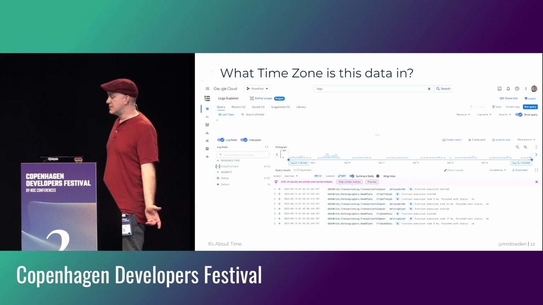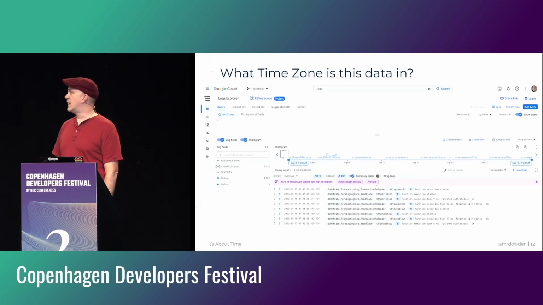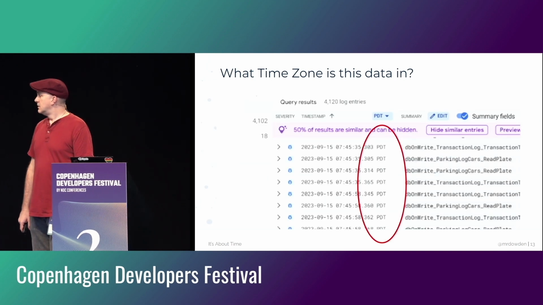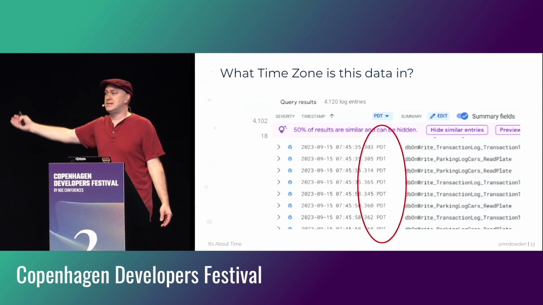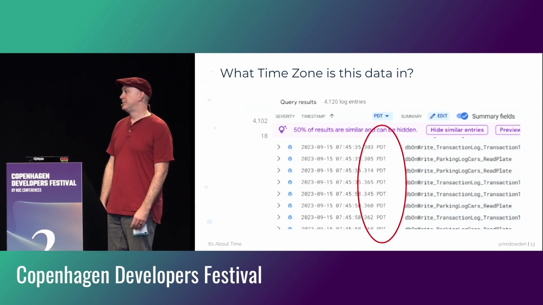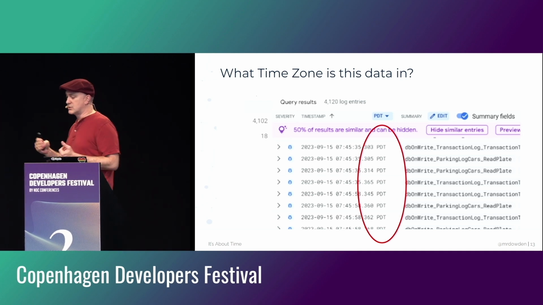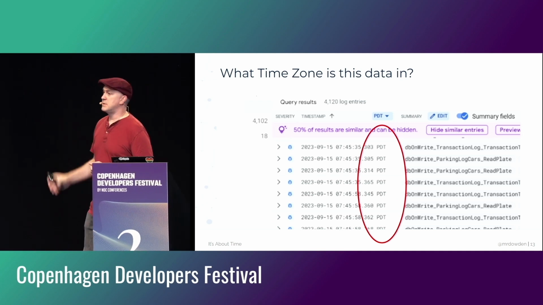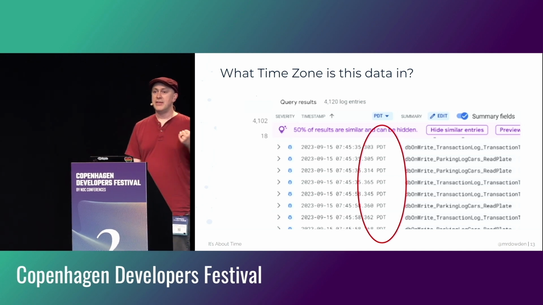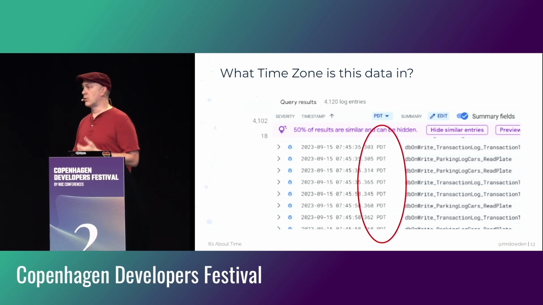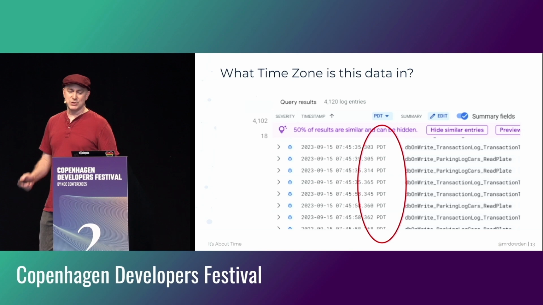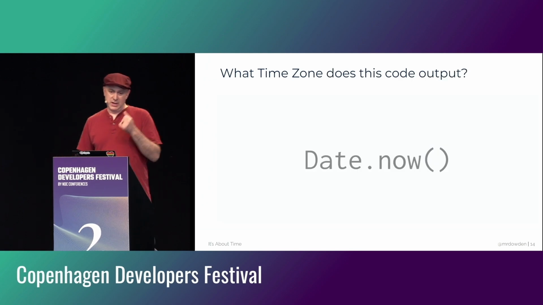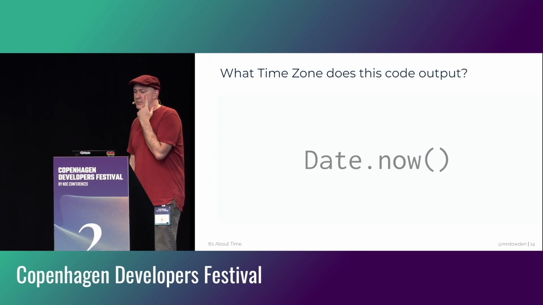What time zone is this data in? This is a Google Cloud screenshot. PDT, Pacific Daylight Time. This one is good because it's telling me right off the bat what time zone the data is being presented in. No ambiguity. This is the type of thing that I'm looking for, especially in a logging application when I'm working through times. So let's get into JavaScript for a minute.